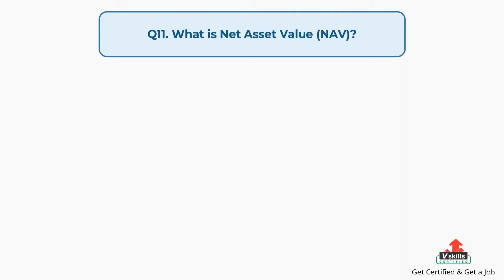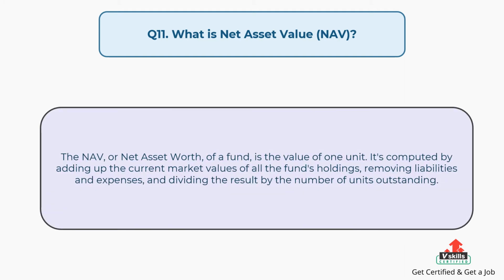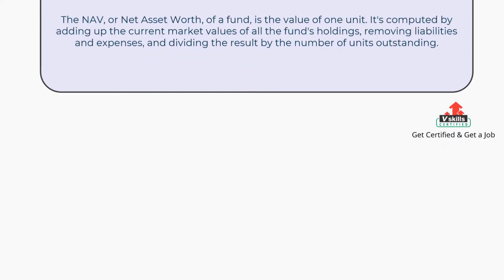Question number 11. What is net asset value? The answer is, the net asset value, or net asset worth, of a fund, is the value of one unit. It's computed by adding up the current market values of all the fund's holdings, removing liabilities and expenses, and dividing the result by the number of units outstanding.